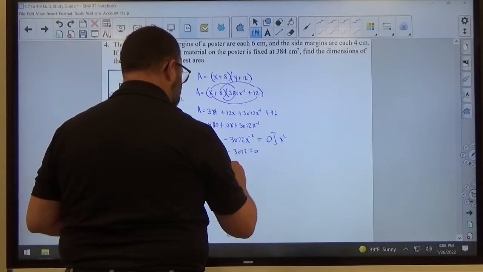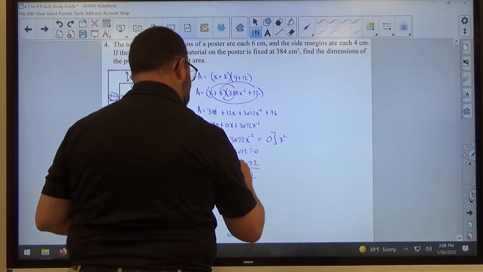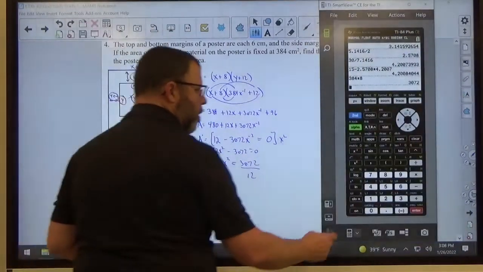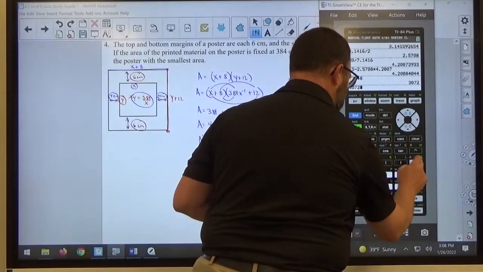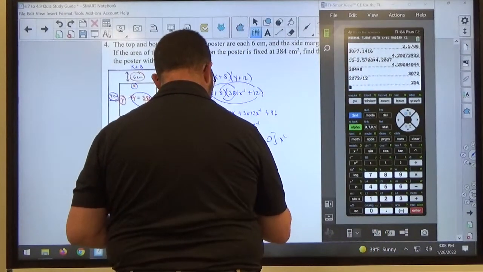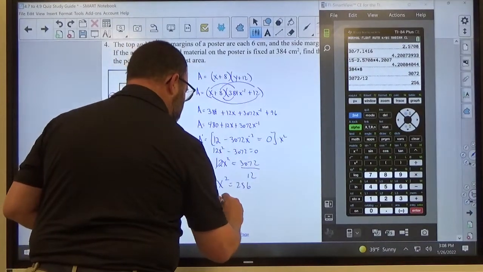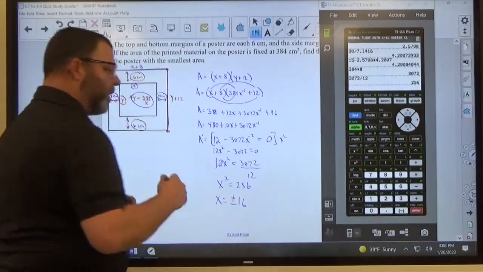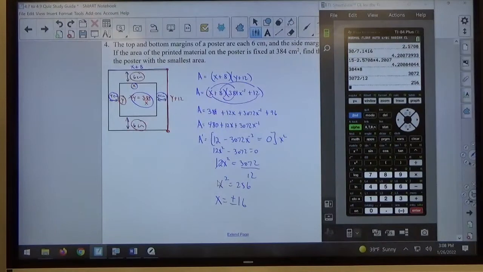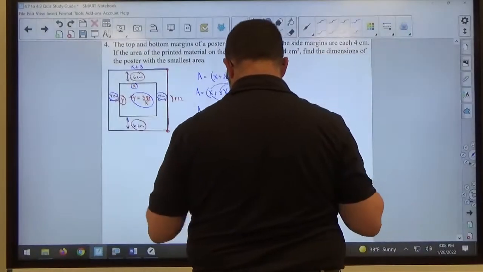So 12x squared equals 3072. Divide both sides by 12. 3072 divided by 12 comes out to 256. And if x squared equals 256, x can equal plus or minus 16, but minus 16 doesn't make any sense in a dimension situation, so minus 16 doesn't matter. So the only correct answer is 16.